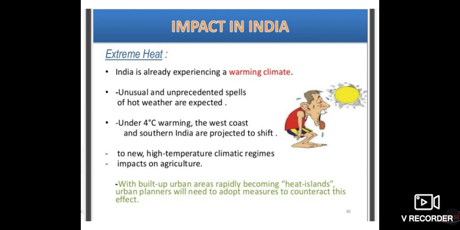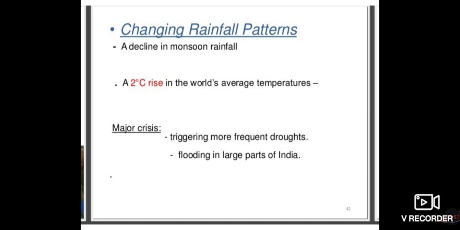A 4-degree warming is surely going to affect the agriculture sector. Especially we can see some points. One is that rainfall patterns have changed. A 2-degree Celsius rise in the world average temperature is triggering more frequent droughts and flooding in large parts of India.